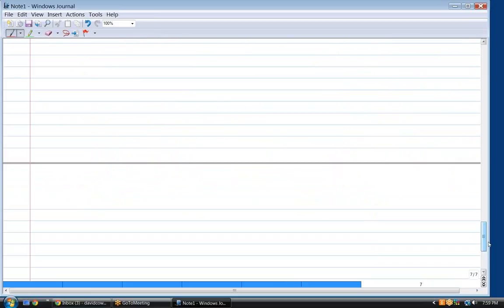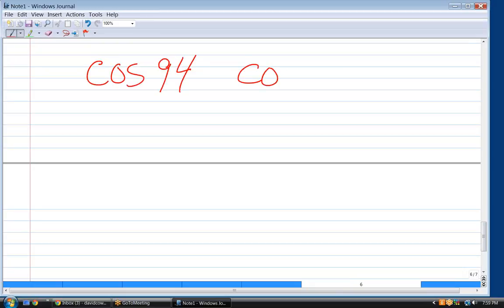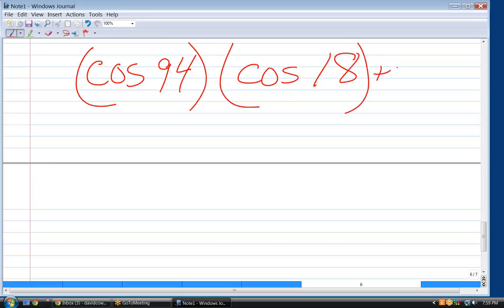All right. So the next one says write the equation as sine, cosine, or tangent of an angle. Okay. Cosine 94 degrees, cosine 18 degrees, plus sine 94 degrees, sine 18 degrees. Okay, so what are we looking at?